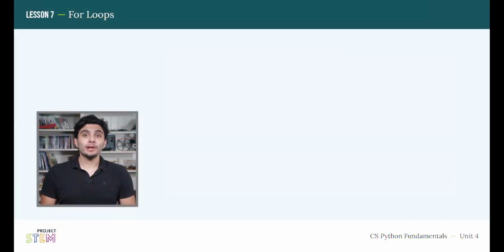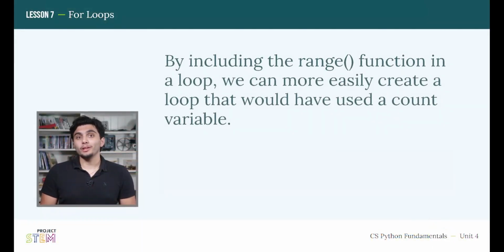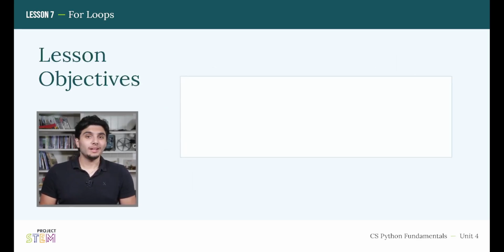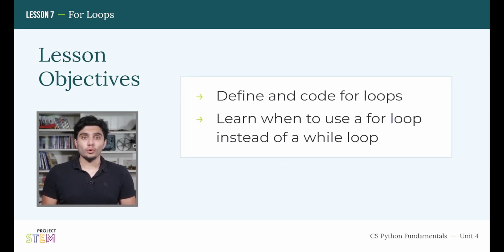Today, we'll be putting our range function to work by including it in a loop. By doing this, we can more easily create a loop that would have used a count variable. But to do this, we need to move beyond a while loop and look at something called a for loop. Today, we'll define and code for loops and learn when to use a for loop instead of a while loop.